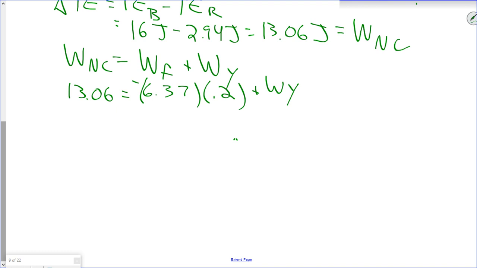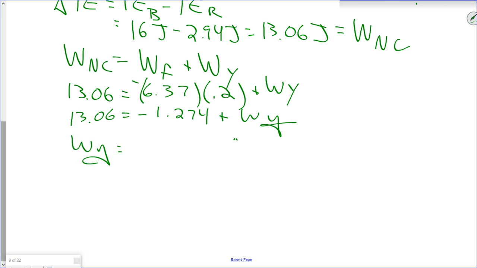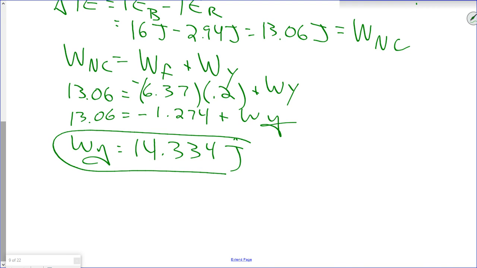All right, so we get 13.06 equals negative 1.274 plus the work done by you. So add the 1.274 and you're going to get, what, 14.6. So the work done by you is 14 point, what's that, 334 or something? I'm doing the math in my head now. All right, so there's the work done by you.